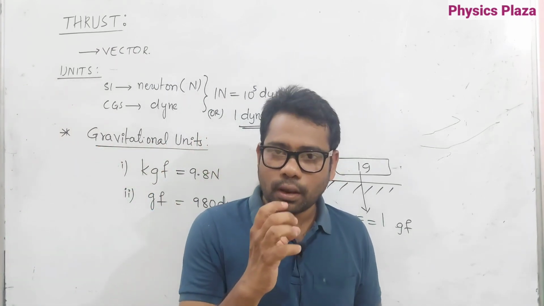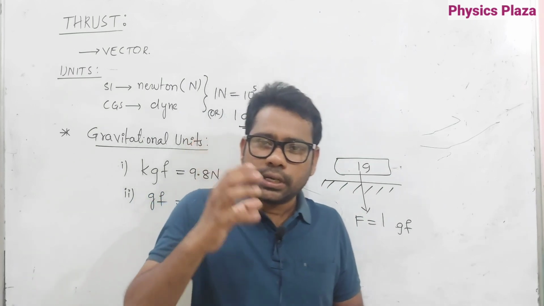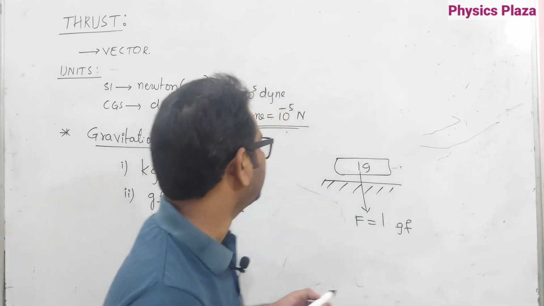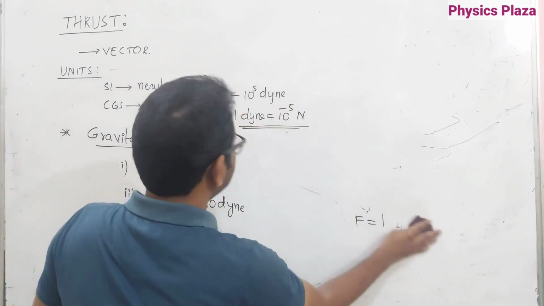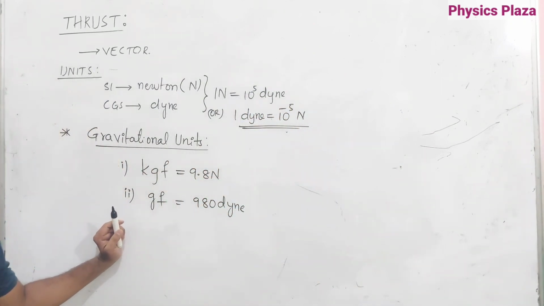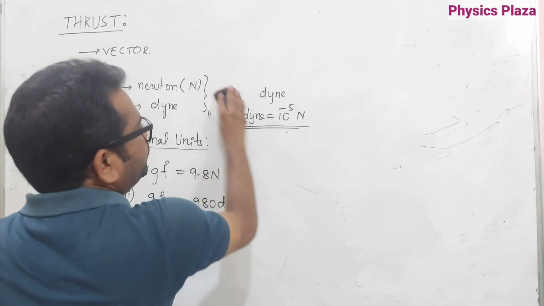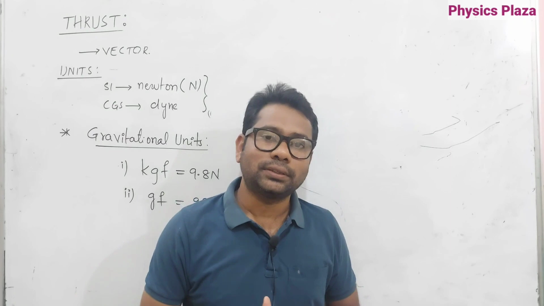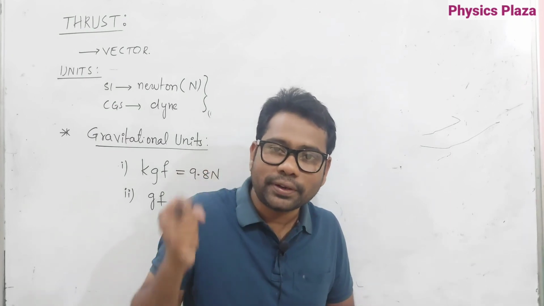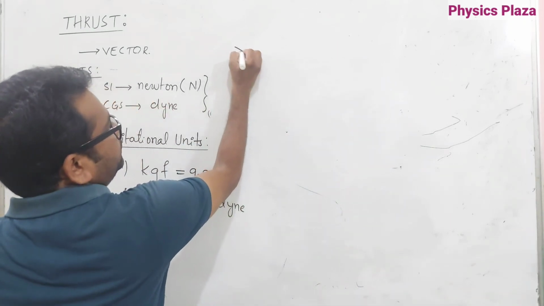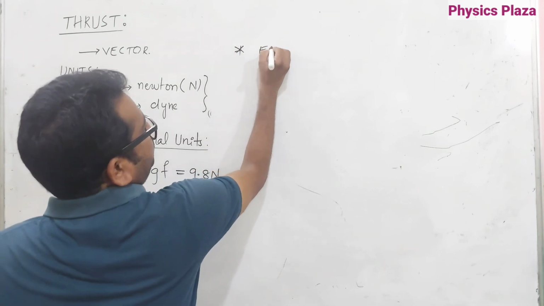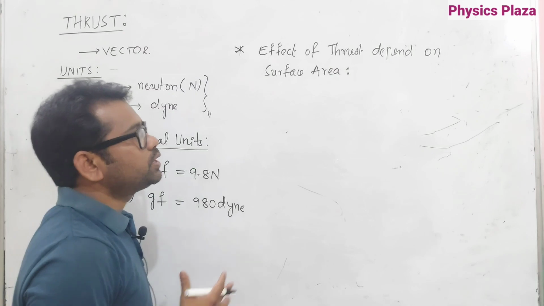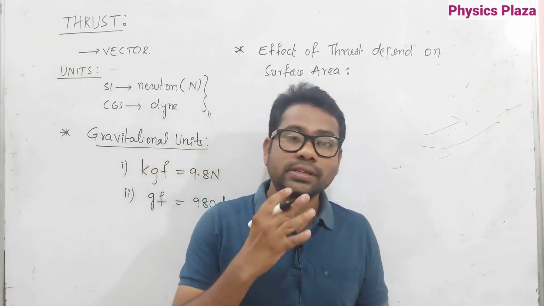But dear children, on which factors does the effect of thrust depend? This is very important. Hope you have copied. Okay. On which factors does the effect of thrust depend? So, it's very important. Here, the effect of surface area. The effect of thrust depends on surface area.